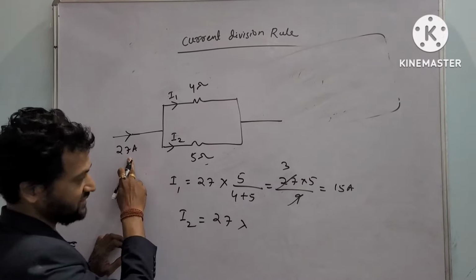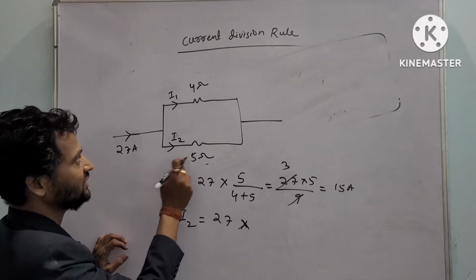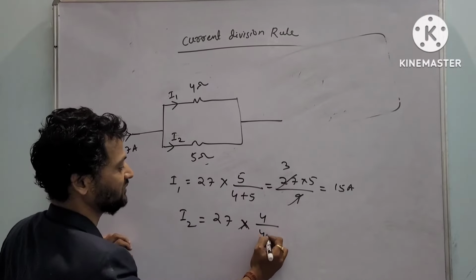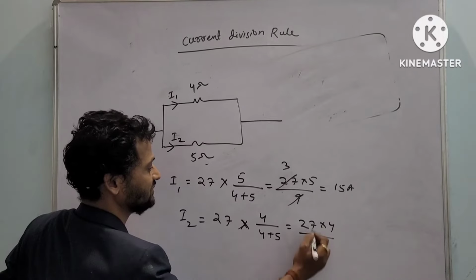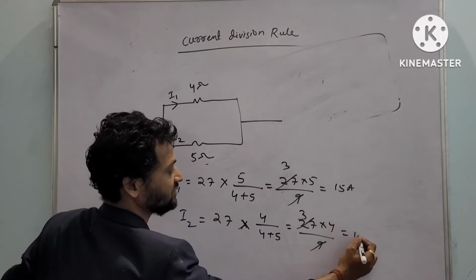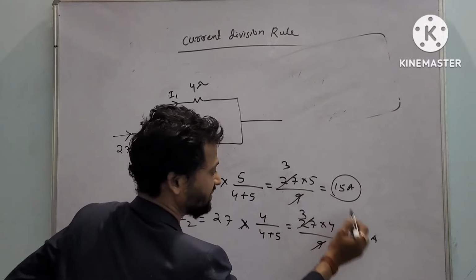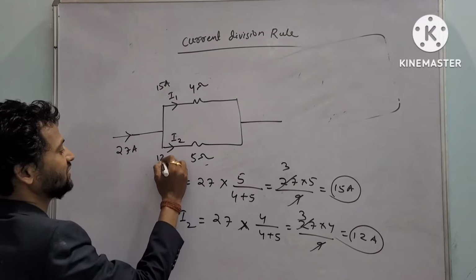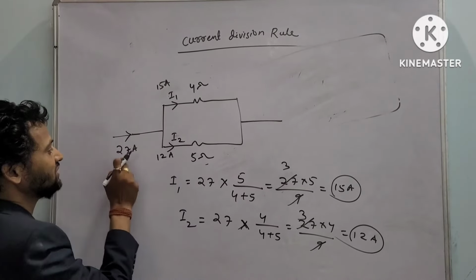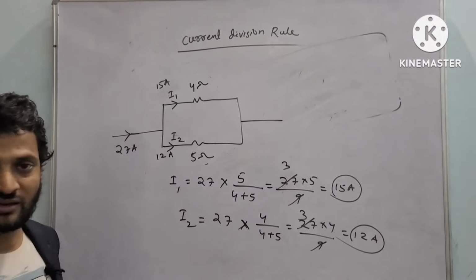27 minus 15, you can do that, otherwise put in the formula: 27 into opposite resistance 4 by 4 plus 5. So it is 27 into 4 upon 9, 3. So it is 12 ampere. That means this is 15 ampere, this is 12 ampere. See, 15 plus 12 is coming 27. That means it follows Kirchhoff's current law.